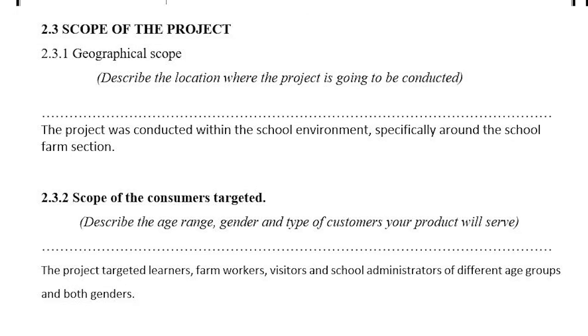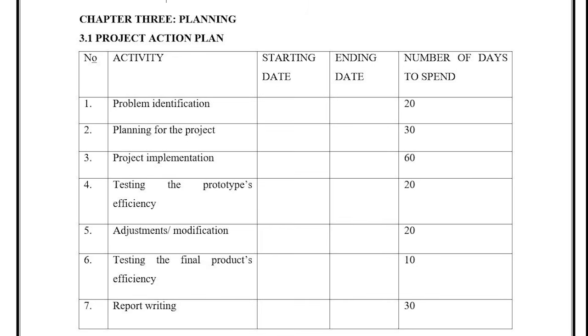Scope of the consumers. Now here you describe the age, the gender, the type of customers your product will serve. Basing on this project, the target is the learners, the farmers, the visitors, and school administration of different age group and both gender. Chapter 3, we have planning.